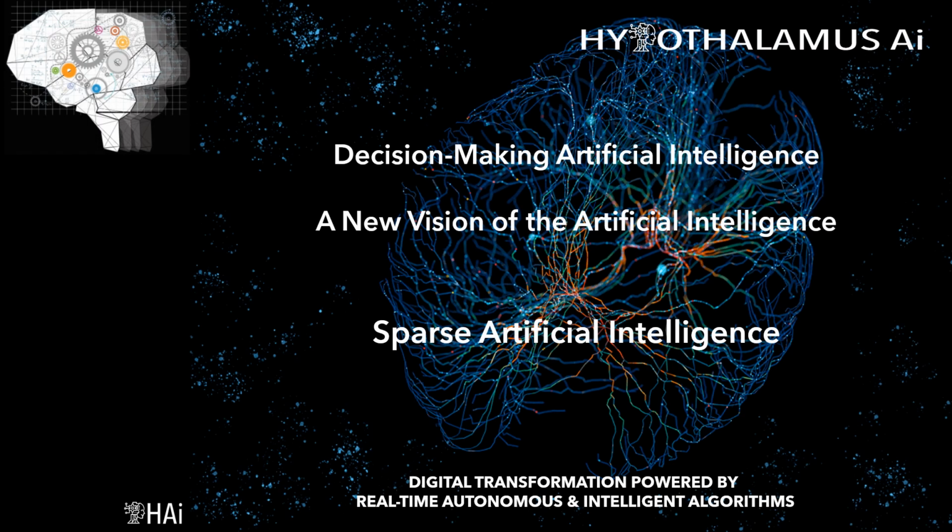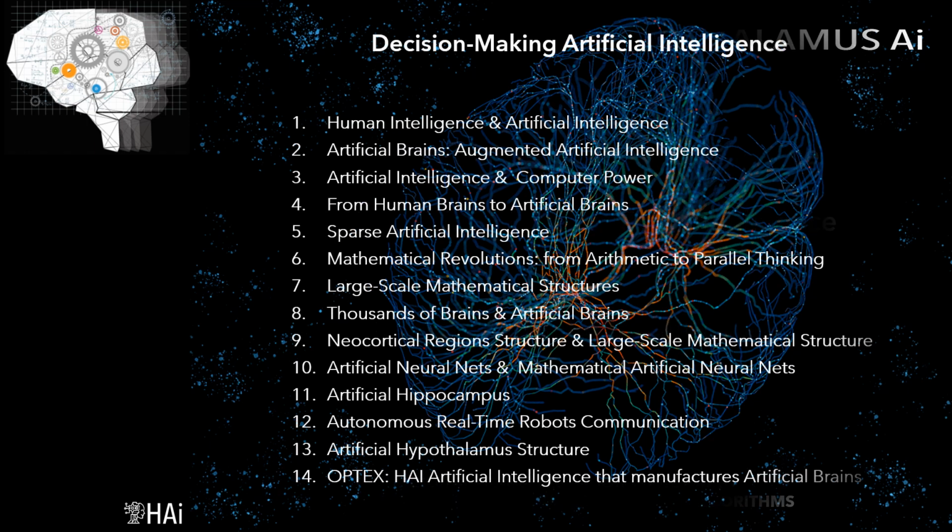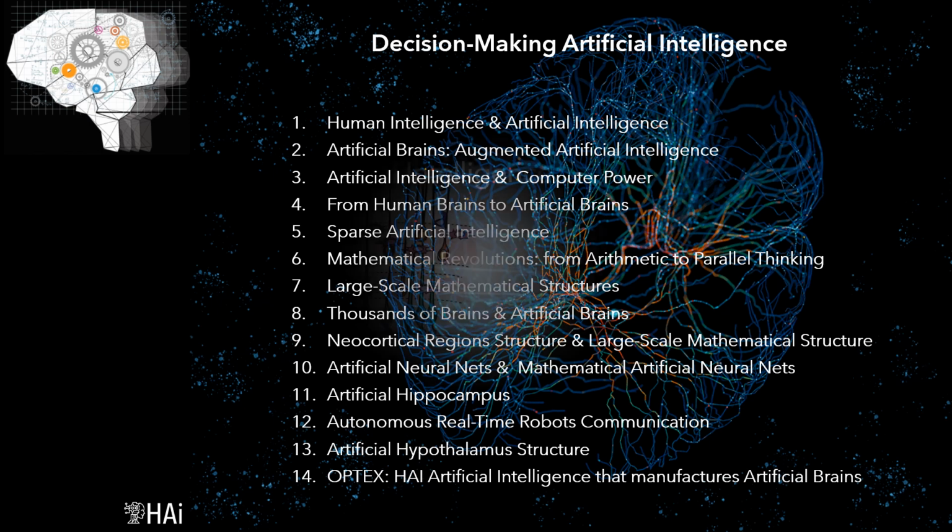Hypothalamus artificial intelligence, HI. Digital transformation powered by real-time autonomous and intelligent algorithms. Presents the short conference, Sparse Artificial Intelligence. It corresponds to one of several short conferences, in which the advances of HI research are presented, on the topic of artificial brains and decision-making artificial intelligence. The list of short introductory lectures to decision-making artificial intelligence are presented in the picture.